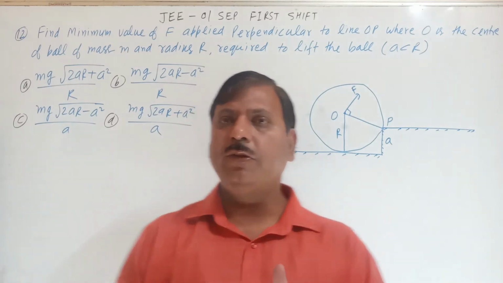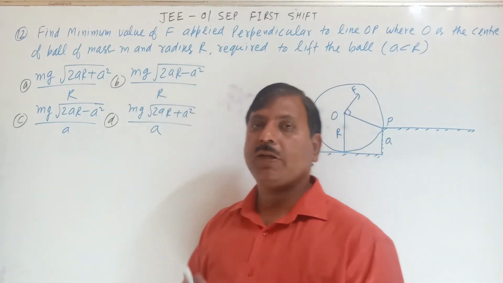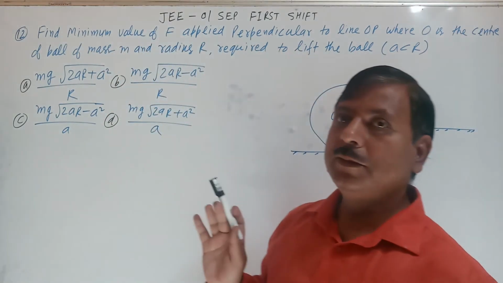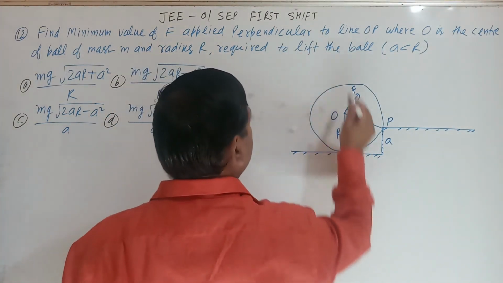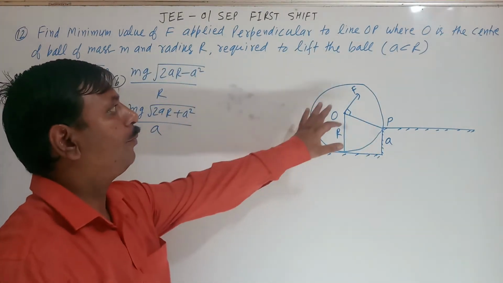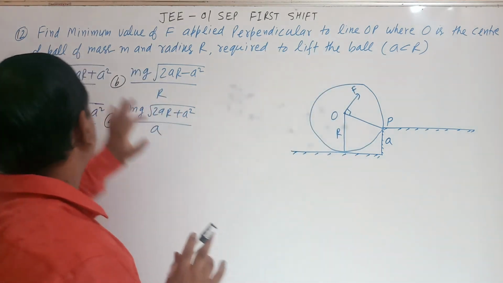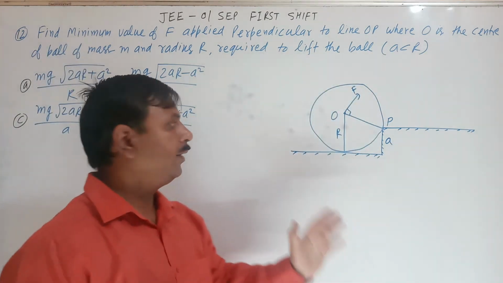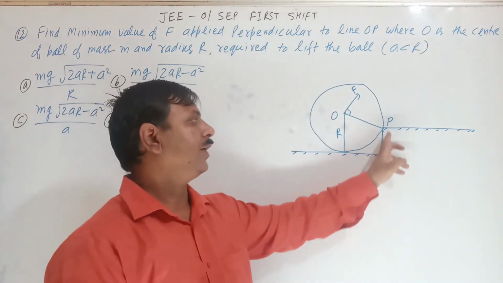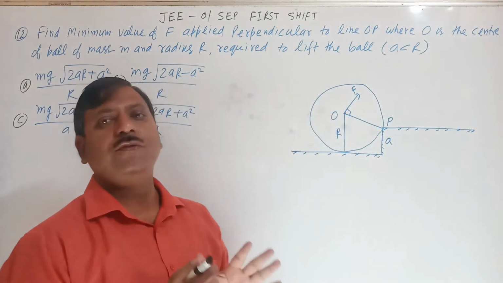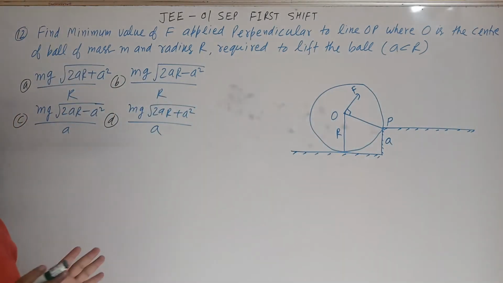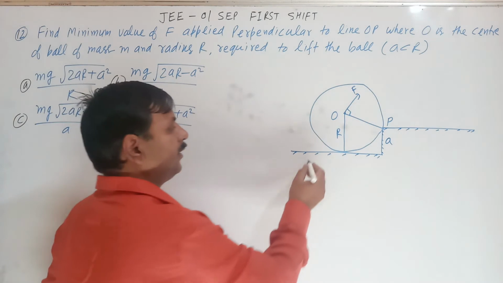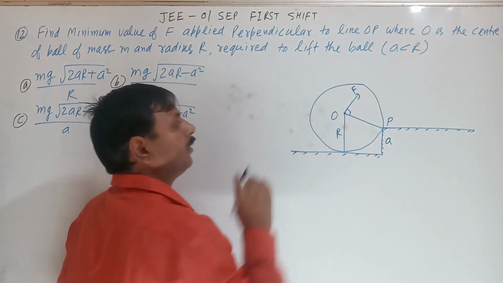To see the next question what they have given, 12th question, 1 September first paper. Find minimum value of F applied perpendicular to line OP, where O is the center, half ball of mass and radius R, required to lift the ball. इस बॉल को लिफ्ट करने के लिए, ठीक है, कितना मिनिमम फोर्स F रिक्वायर्ड होगा? They have given these 4 options. So this is the surface, and one ball is here.